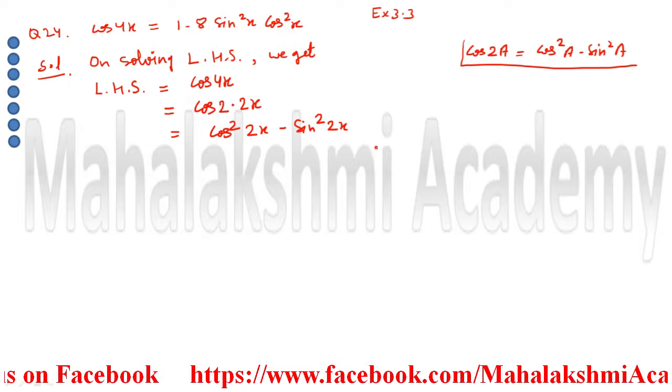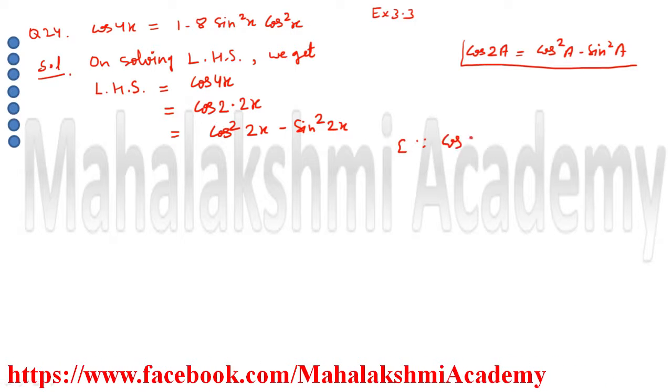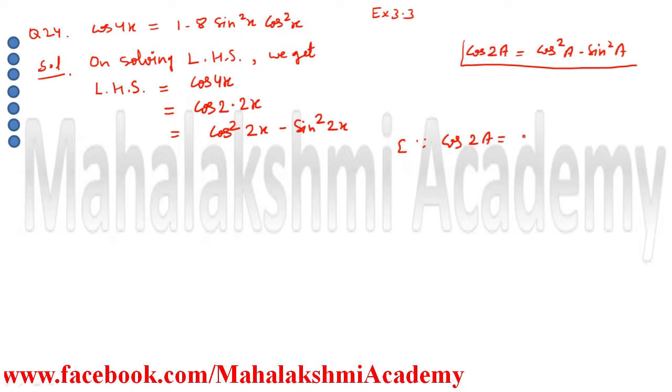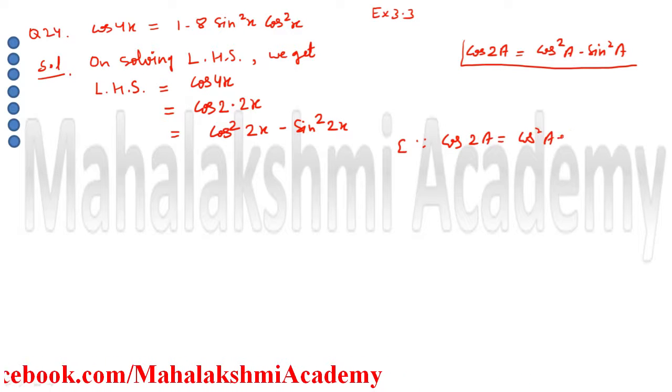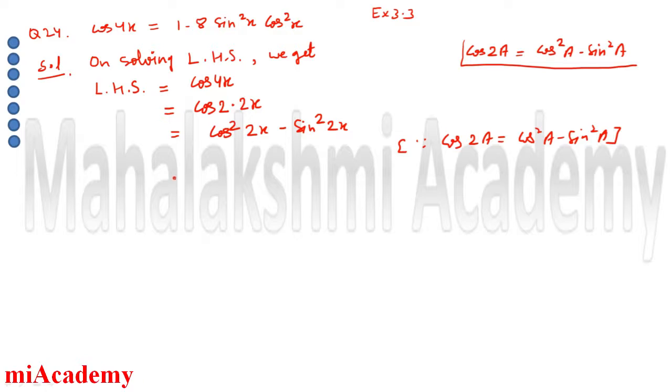Now here in the corner we will write the formula. Which formula had we used here? We had used the formula cos 2a, that is cos square a minus sin square a. This is the reason we had used the formula here. Now again we see that first the angle was 4x. By using this we reached up to 2x, but again we have to split it. So the conclusion is again we have to use the formula.